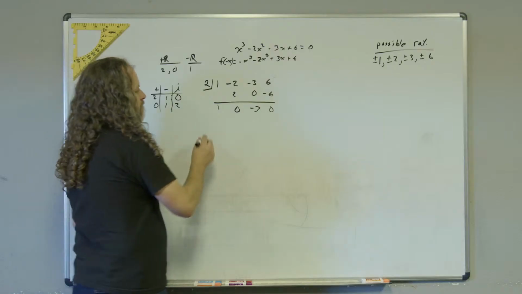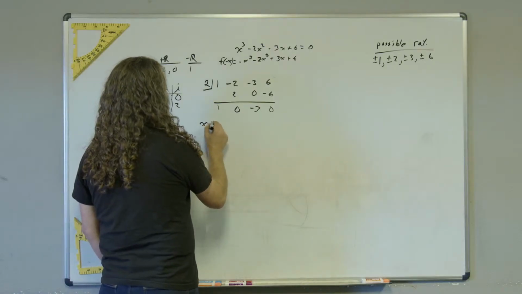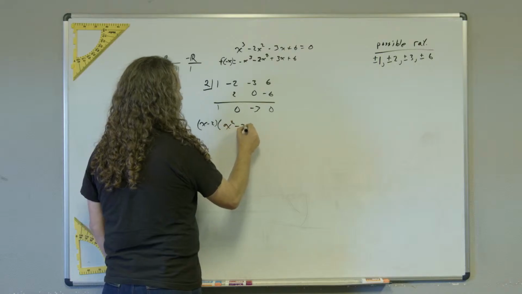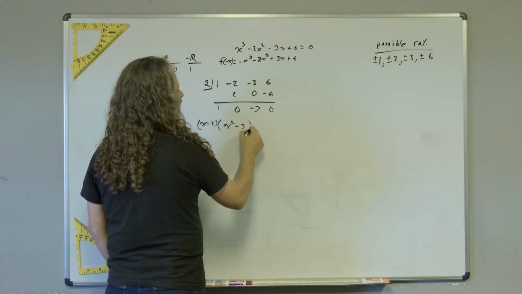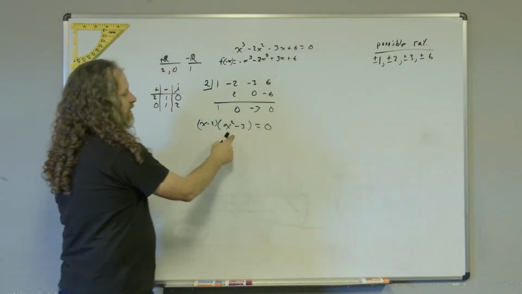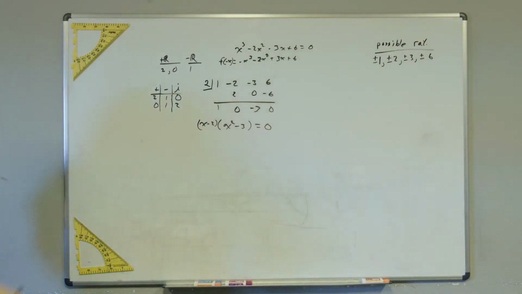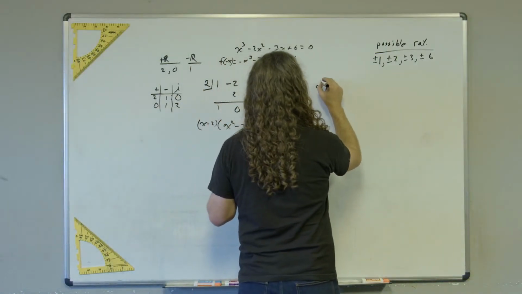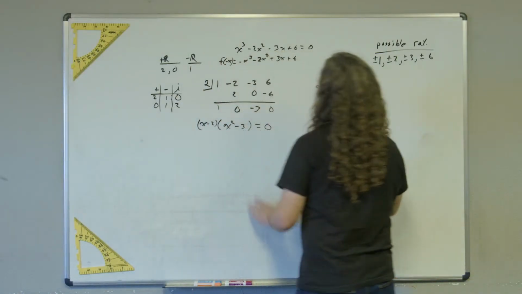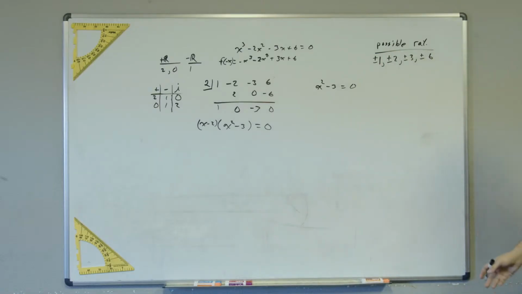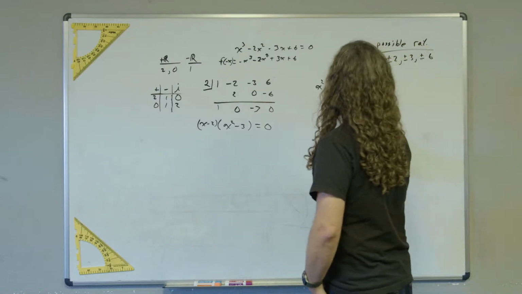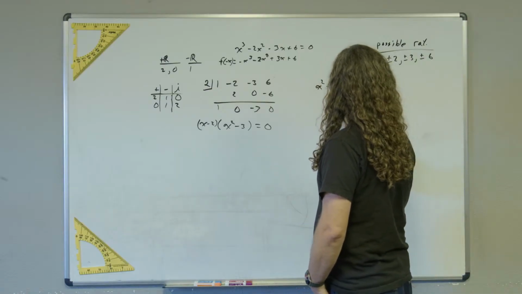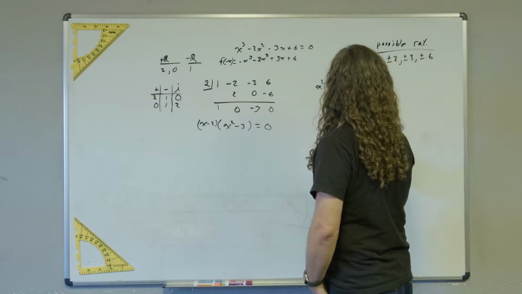So we've got x minus 2 times x squared minus 3 equals 0. We don't have to see if we can factor it. We can solve that without factoring at all. How can we solve this without even factoring? Just add 3 to both sides. We've got x squared equals 3. So take the square root of both sides, and x equals plus or minus the square root of 3.